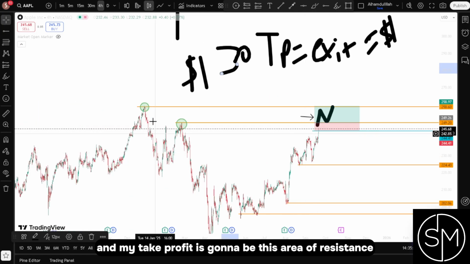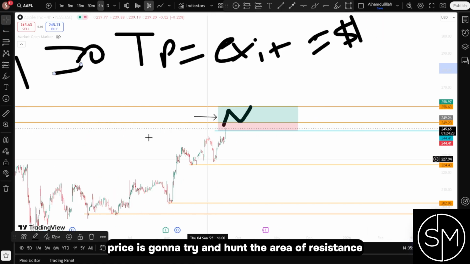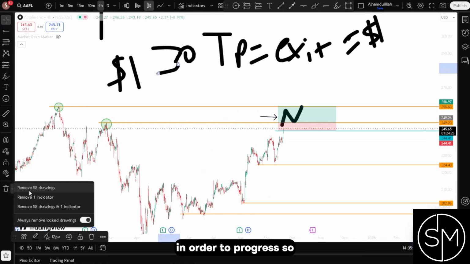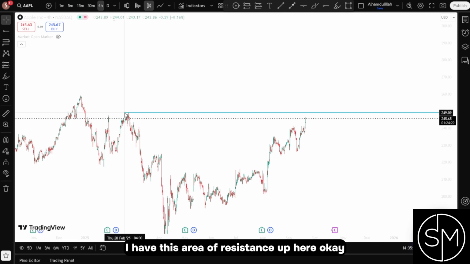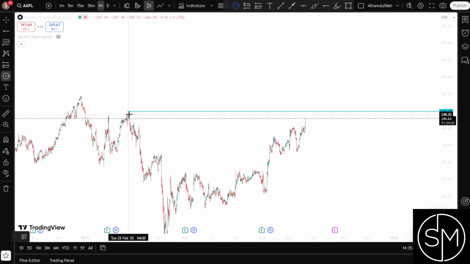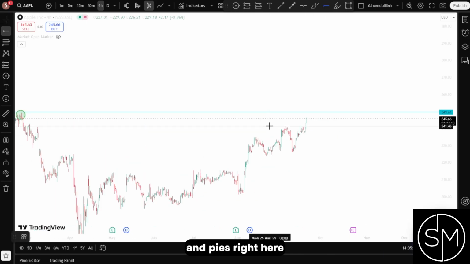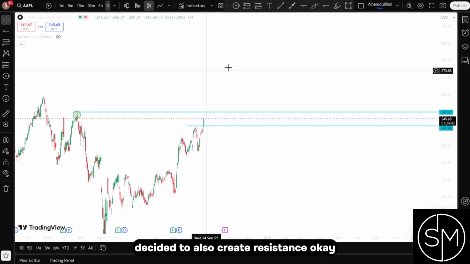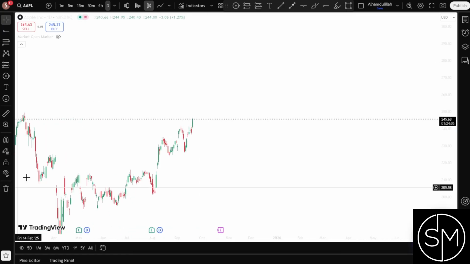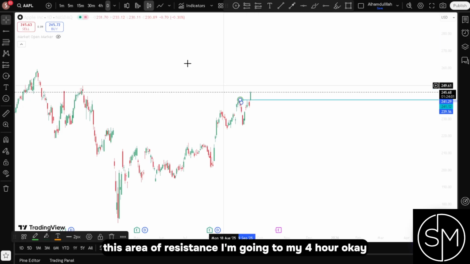And my take profit is going to be this area of resistance above current price. Because once again, I know price is going to try and hunt the area of resistance in order to progress. So I have this area of resistance up here. Go ahead and put this area of resistance up here. And price right here decided to also create resistance. Okay. So I'm going to put down here this area of resistance.